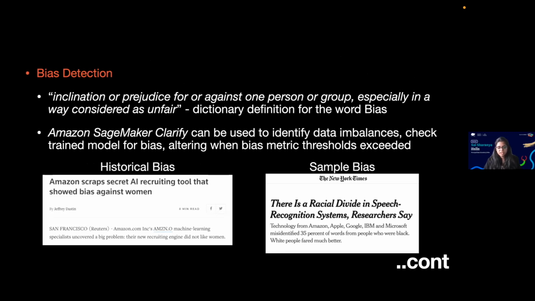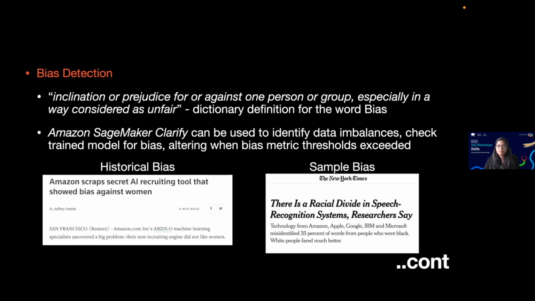And the next topic is bias detection. With the emergence of responsible AI, detecting bias in our data sets has become really crucial. Just going by the definition of the word bias in the dictionary, it means inclination for or against one person or a group, especially in a way considered as unfair. In the context of ML, bias can be detected in the data the model is trained on, or it can exist in the labels. It can be learned by the model.